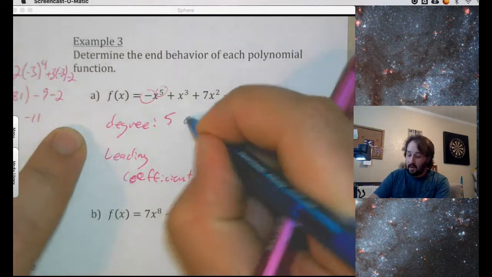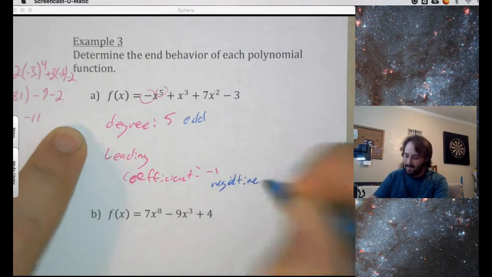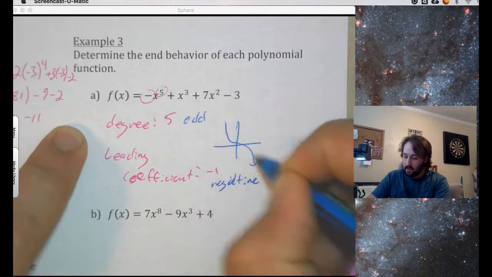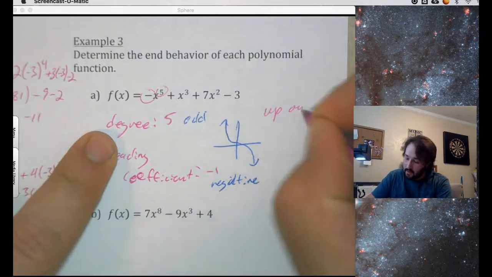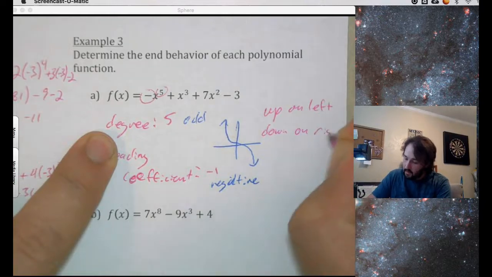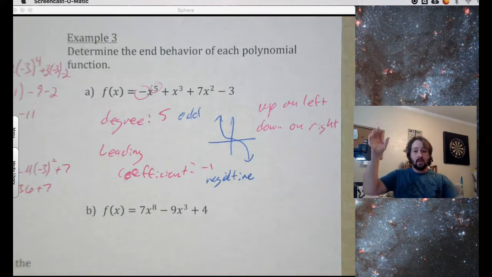Since we have an odd and a negative, that means I'm going to be looking something like my cubic, but it will be flipped upside down. So it will be up on the left and down on the right. They may change the wording on you a little bit, but essentially just remember that it's going up on the left and then down on the right. That's all you really need to think about. I think that's what they use, up on the left, down on the right.